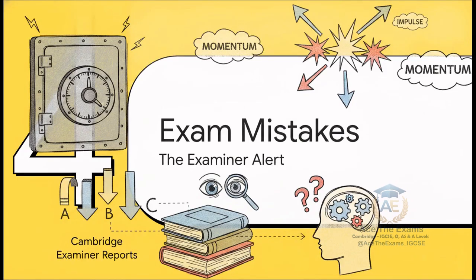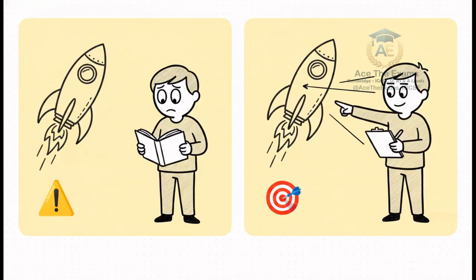Section 4, Avoiding Classic Exam Mistakes. Let's open up the examiner's vault. Let's emphasize the ultimate examiner alert. Notice how these 2 approaches contrast starkly on your screen. On the left, we have generic, memorized textbook definitions. On the right, we have answers specifically engineered to the context given in the prompt.